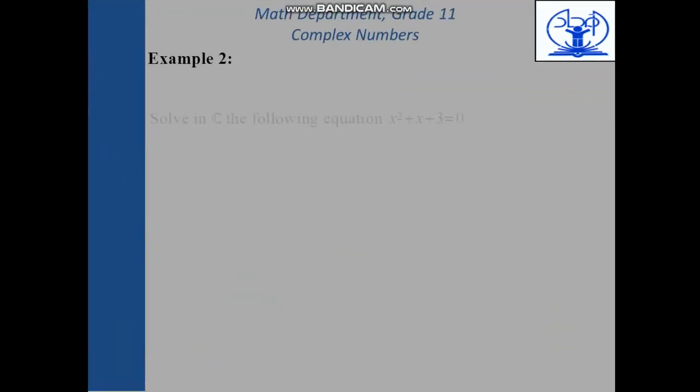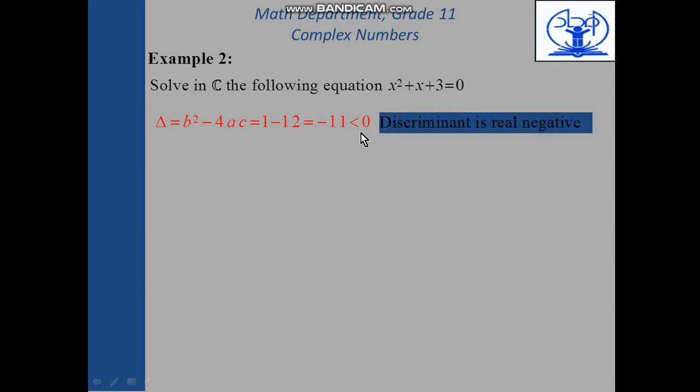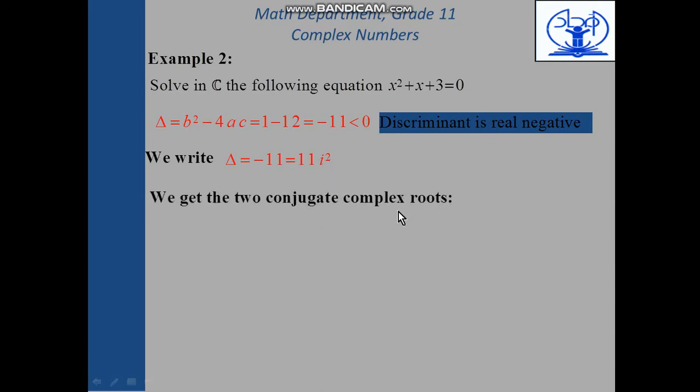Another example: solve in C the following equation: x squared plus x plus 3 equal to 0. Delta equal b squared minus 4ac, 1 minus 4 times 1 times 3 is equal to 1 minus 12, so minus 11, negative. In R, this equation has no real roots, but in C, the discriminant is real negative. We write delta equal minus 11, and we write it in the form 11 i squared. We get the two conjugate complex roots.